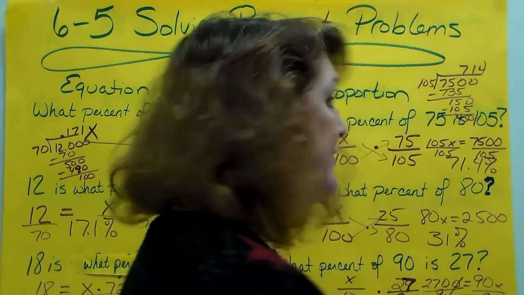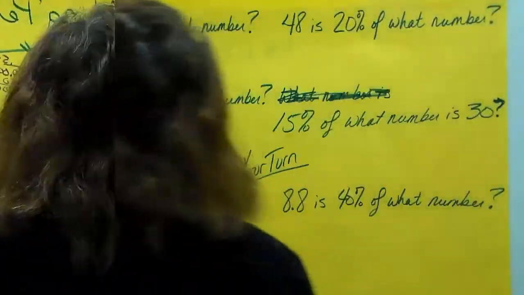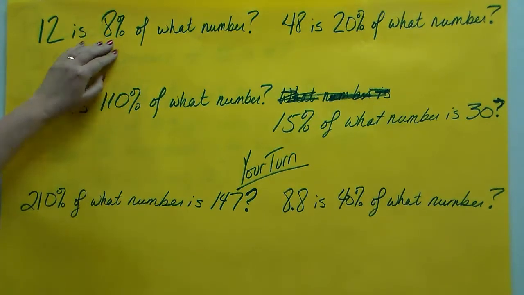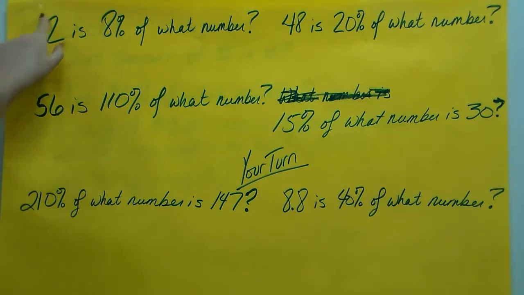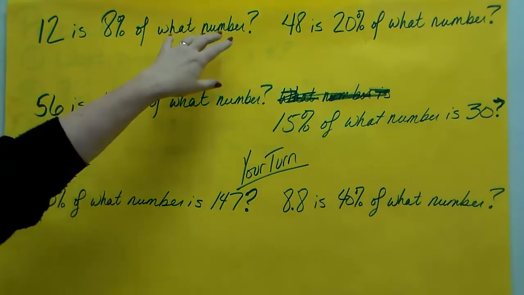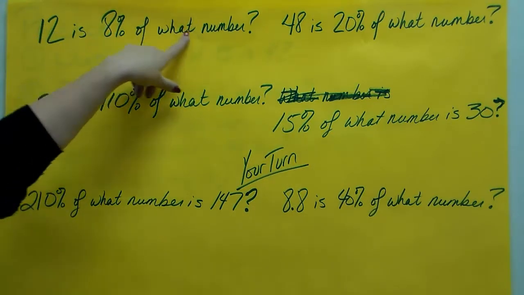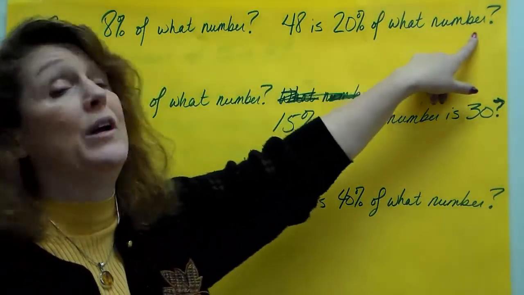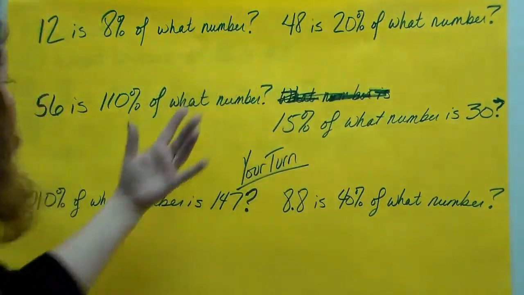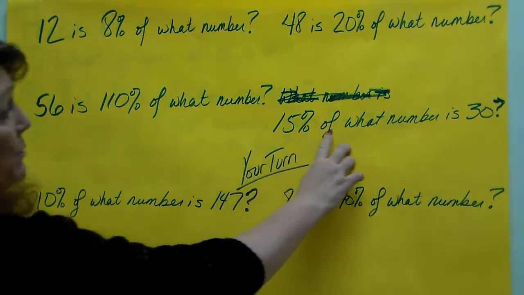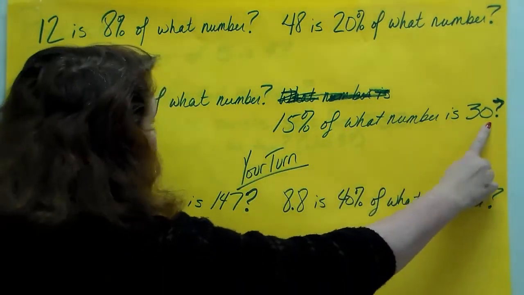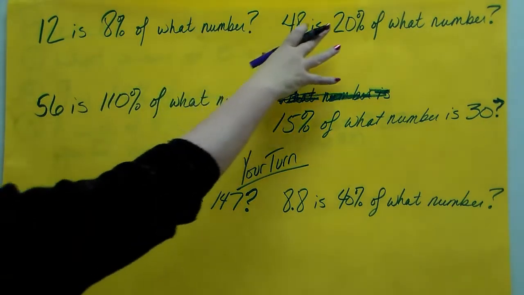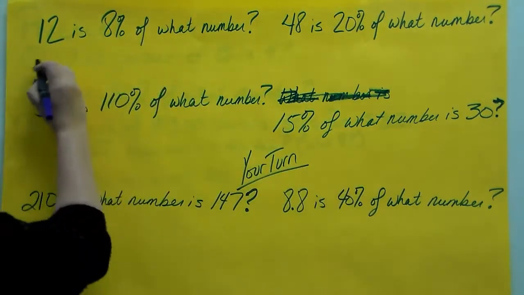How'd you do? Let's give something else a try. Now, this gives you the percent, and it gives you the answer, and it's asking you for the question. 12 is 8% of what number? 48 is 20% of what number? Or I could flip that around and say 15% of what number is 30. So again, these are going to be equations, and these are going to be proportions. So let's work these out.